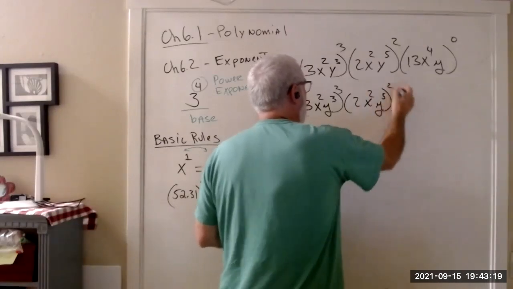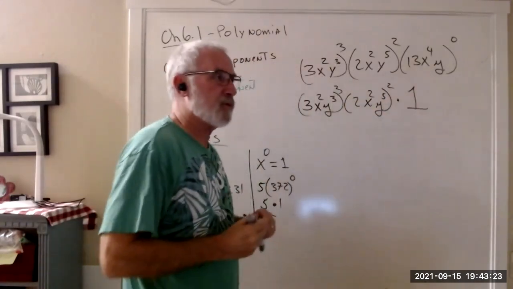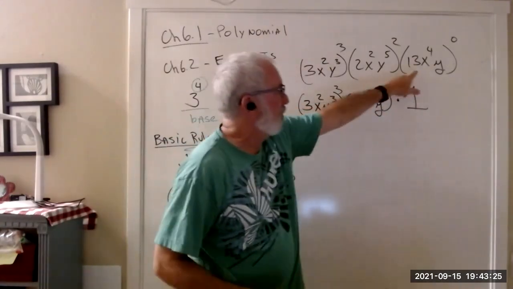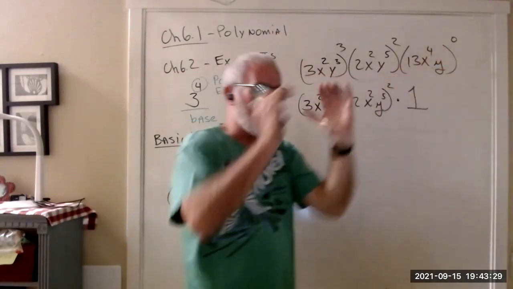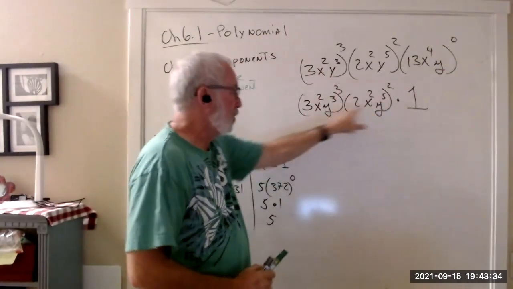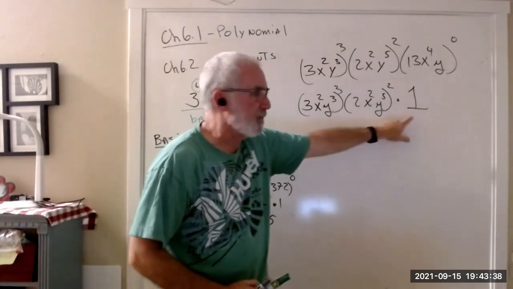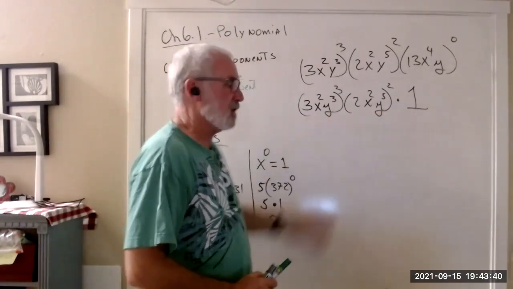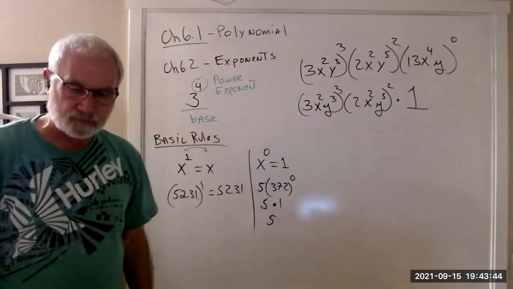Okay, it's not hard. But the key here that I'm trying to make is this quantity right there, because it's being raised to a 0 power, that whole quantity becomes worth 1. And remember, we're all multiplying here. So essentially it drops out because 1 times anything is itself. All right, so those are our basic rules.